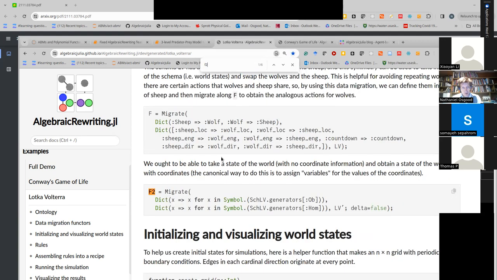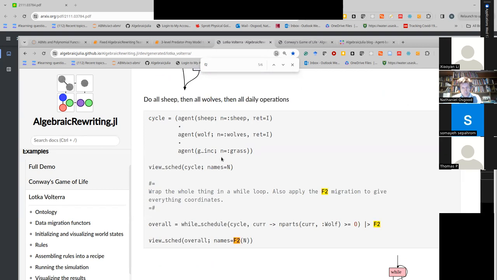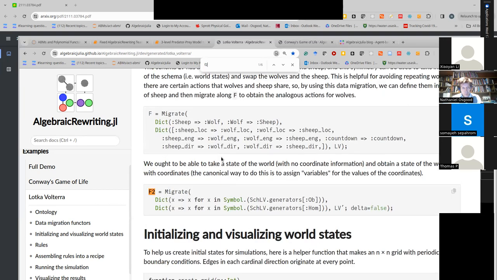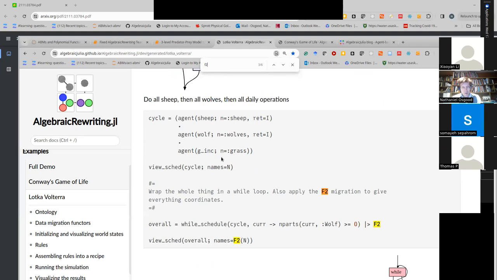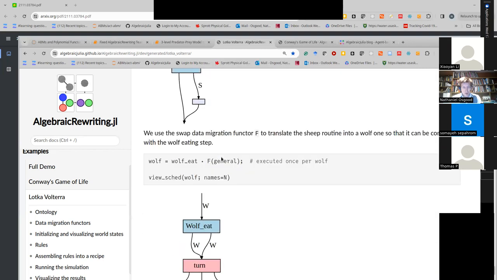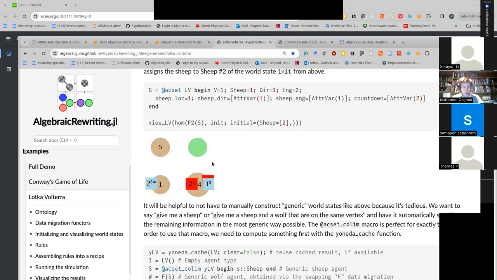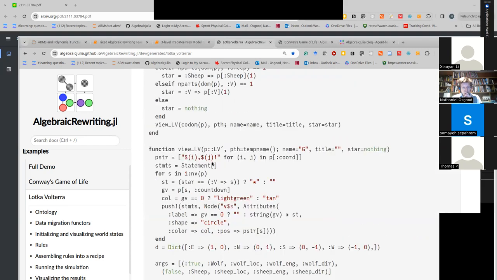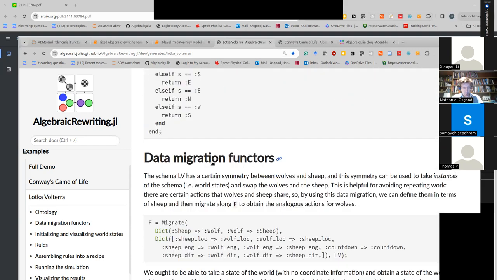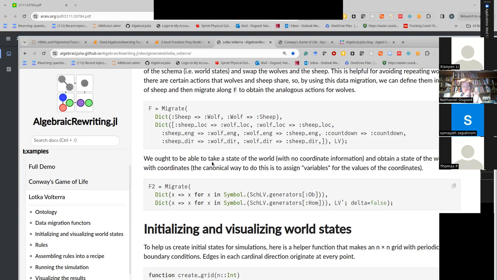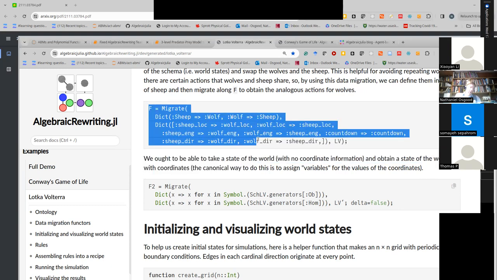So we'll go down to the F2 here. Oh, we're using F. I'm sorry, I've got to introduce that other one. So let's go to the data migrations. Here. Okay, yeah. This one swaps sheep to wolves and wolves to sheep. And the idea here is, yeah, so it is true we use F2 to lift everything to operate on coordinates.